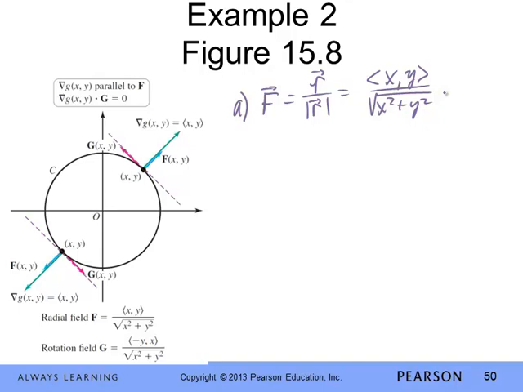Okay, so now what is it we're supposed to find? We're supposed to find that vector field F is orthogonal to the line tangent to C at that point.